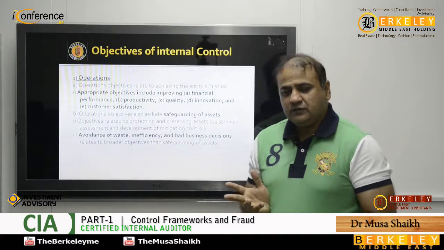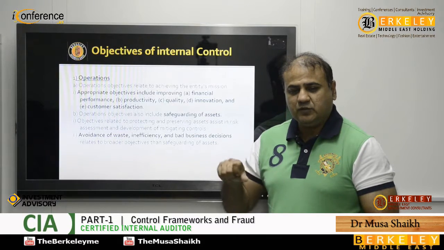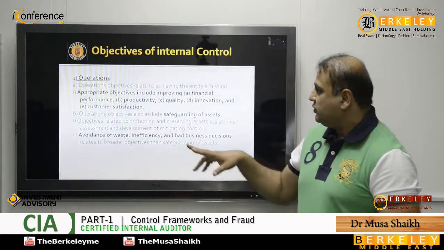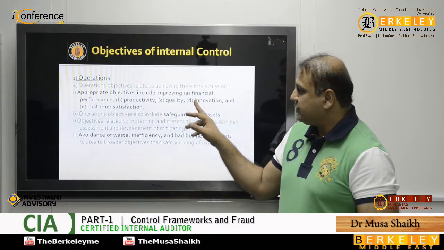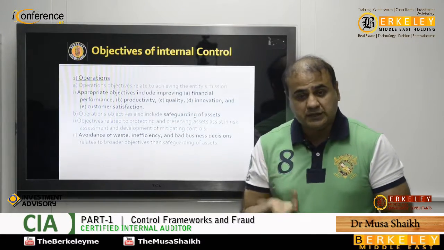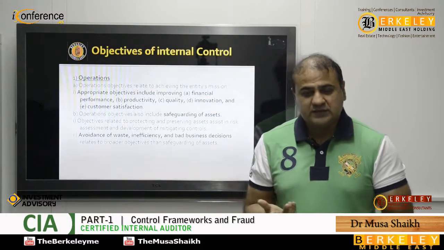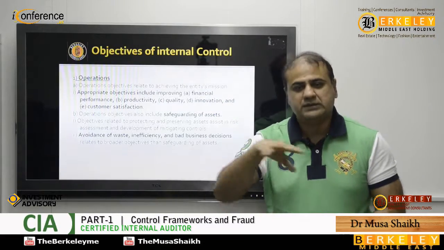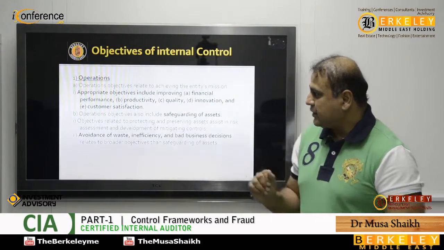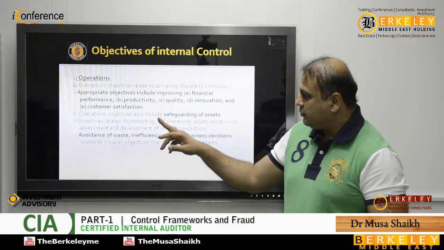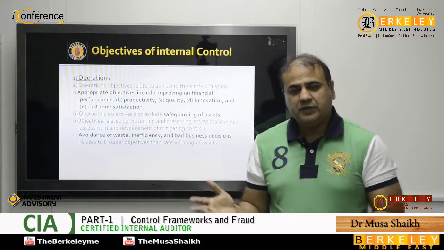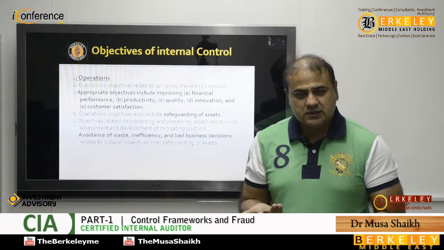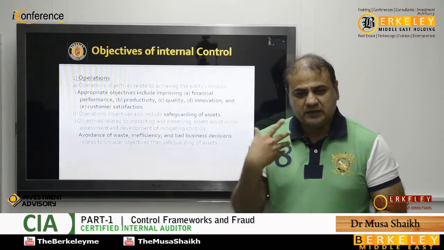We say operations when we are talking about day-to-day operations: the time we open the office, the time we close, and anything that happens like inventory movement, sales and purchases is part of operations. Operations relate to achieving the entity's mission. Appropriate objectives include improving financial performance, productivity, quality, innovation and customer satisfaction. Marketing, research and development, finance and quality departments are all part of the operational objectives and efficiency. Operations objectives also include safeguarding of assets. Inventory is your asset, as are fixed assets and current assets. You have a lot of assets in the company. If you don't have internal control systems, people will take them home and sell them. So you should have effective control systems.